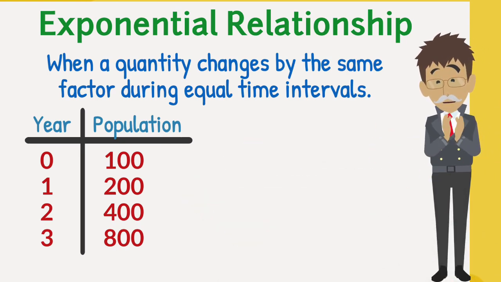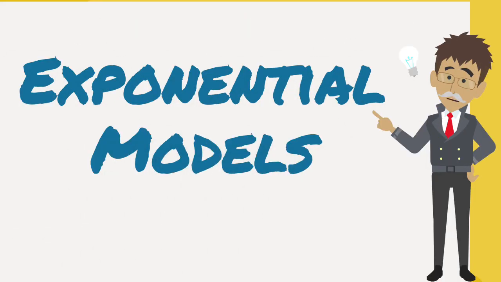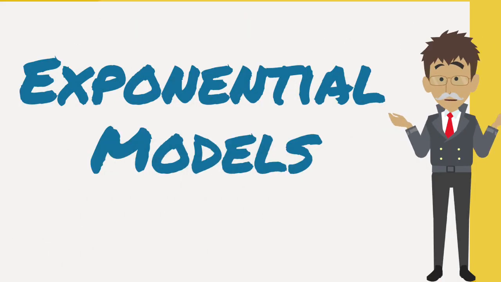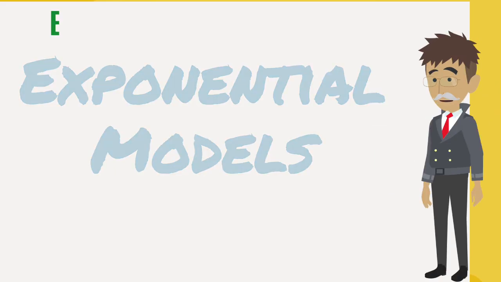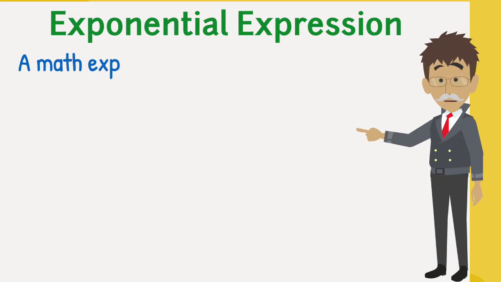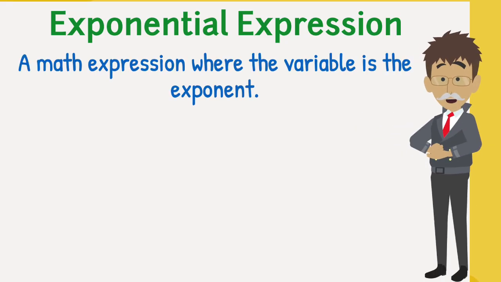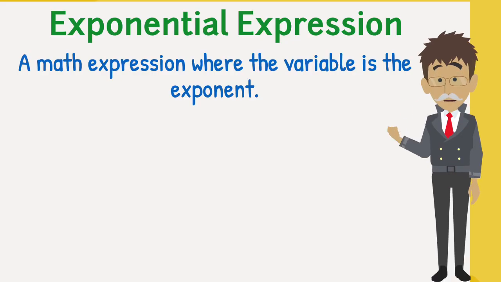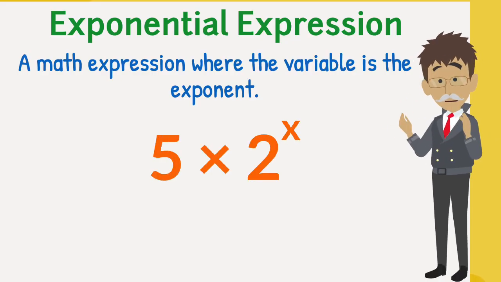To describe exponential relationships, we use expressions and equations called models. These help us represent and predict real-world situations. Exponential expression. An exponential expression is a math expression where the variable is the exponent. For example, 5 times 2 to the power of x can be written as 5 times 2 raised to the x power.